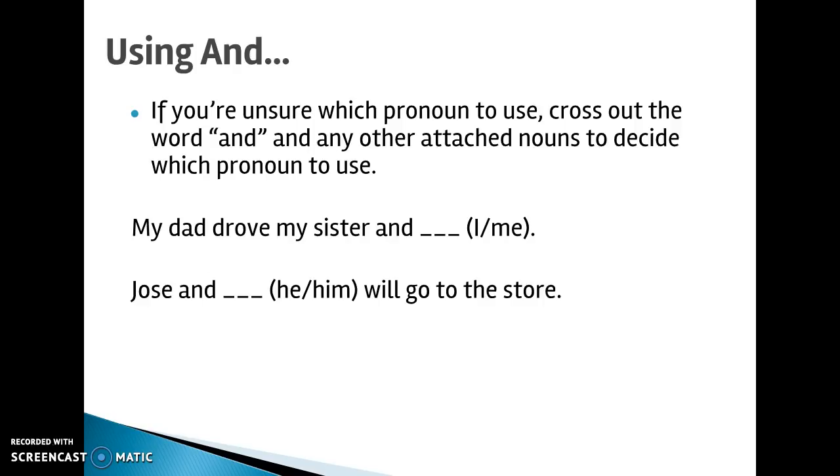Similarly, "Jose and blank will go to the store." If I just cross out "Jose and," I know, of course, to say "he will go to the store" and use the subject pronoun "he" because he's doing the action. But it's just an easy tip if you have a compound situation to just cross out the other word and the "and" to help you figure out which to use pretty easily.